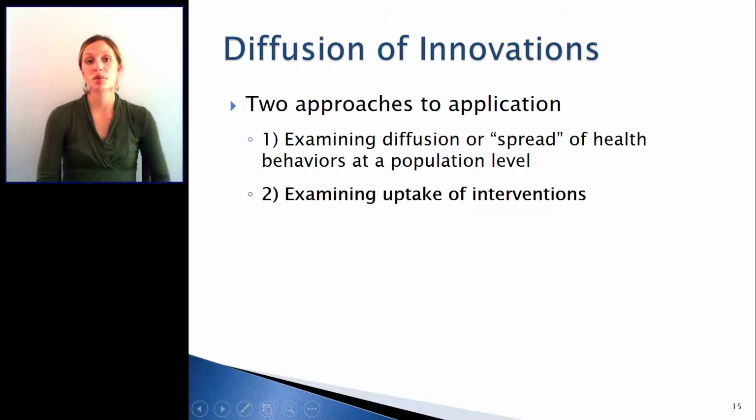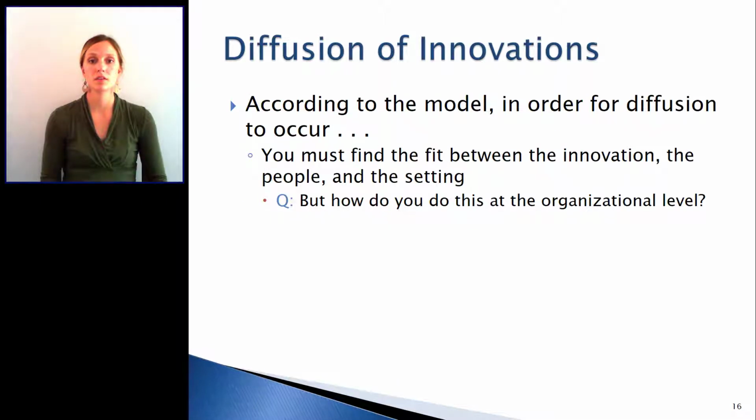Let's talk about the second approach to applications of the DOI, which is examining the uptake of interventions. According to the model, in order for diffusion to occur, you must find the appropriate fit between the innovation, the people, and the setting. But the question is, how do you do this at the organizational level? When you're trying to change the way an organization such as a school or a healthcare setting functions, how do you do that?